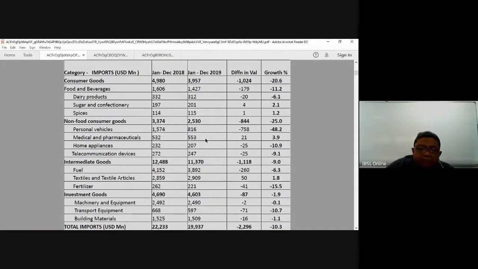We don't need televisions. Three houses can share one television. Vehicles we don't need either; four families can travel in one vehicle. Okay, right? But in medical and pharmaceuticals we have only 553 million.